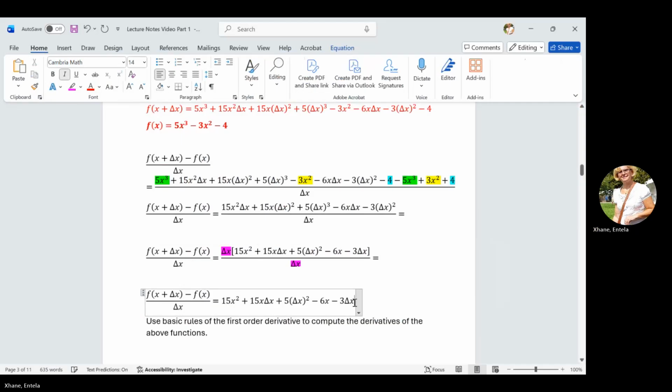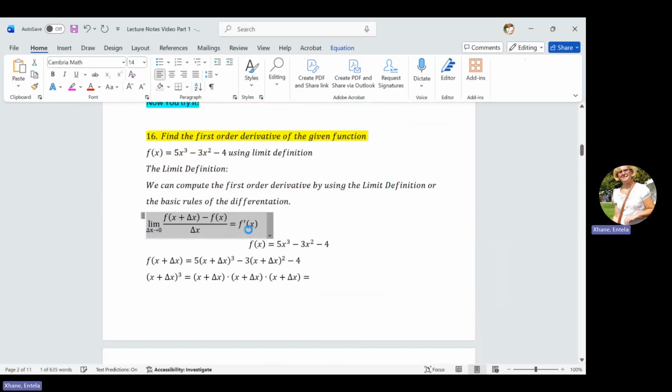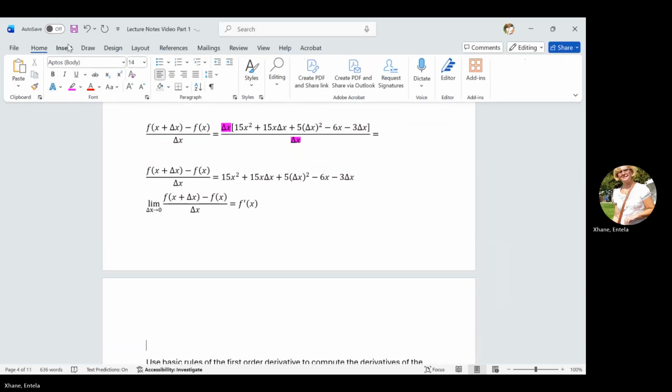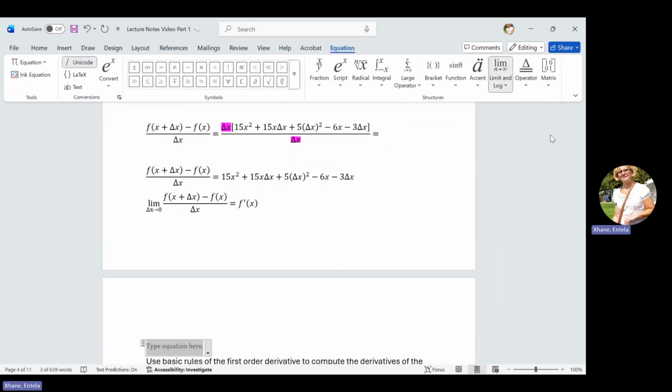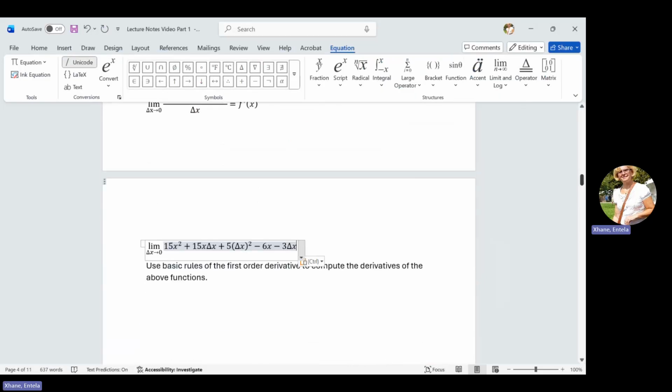There you have it. And then now what I can do is grab the limit notation right there and then take the limit of this expression. Here's the limit definition. And I'm going to grab the limit notation. Delta x goes to 0. And then the expression that I'm taking the limit of is this long expression that I simplified algebraically.